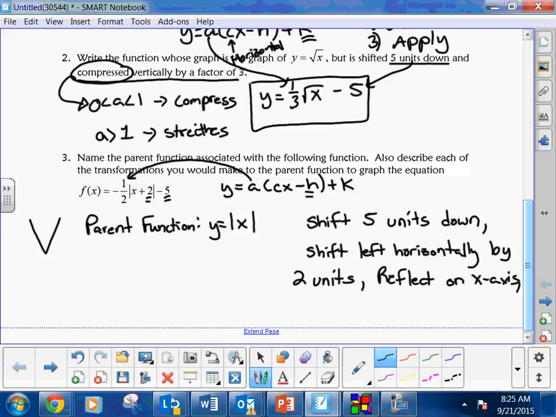And the last part of this is a half, so we're also going to have a compression. It's going to be compressed by a factor of 2. So that's our compression by a factor of 2. All right, lovely. Let's go ahead and move on to the next one.